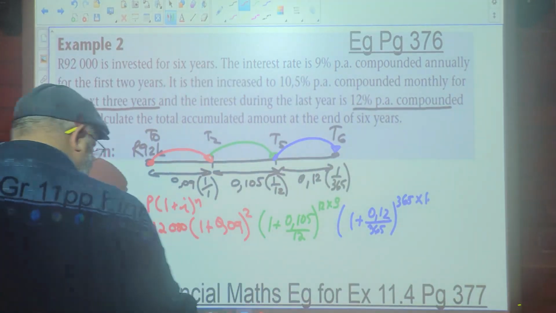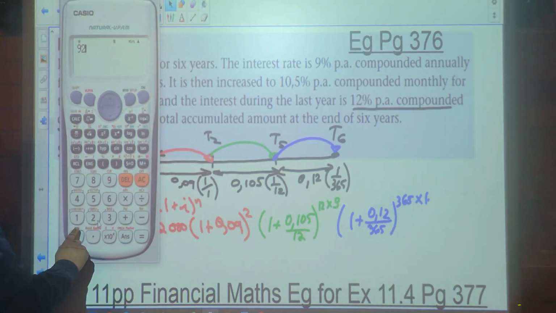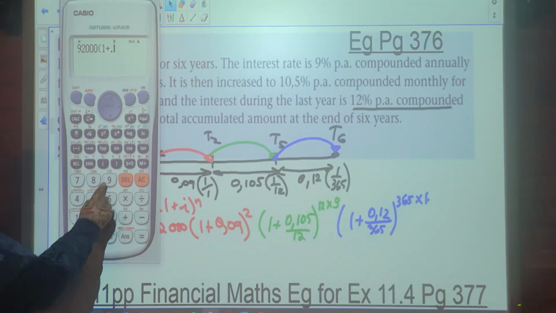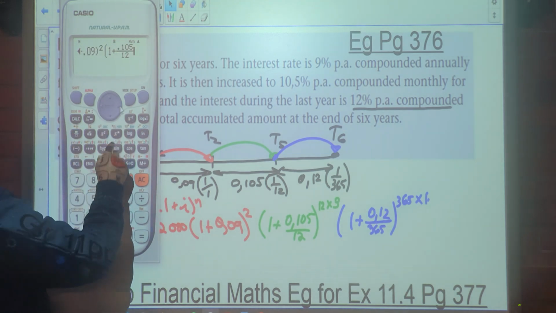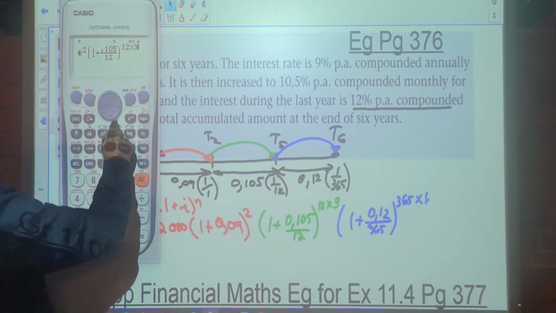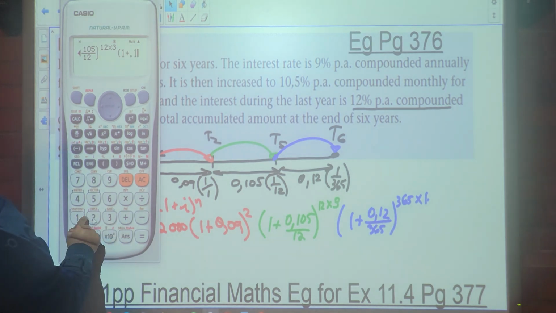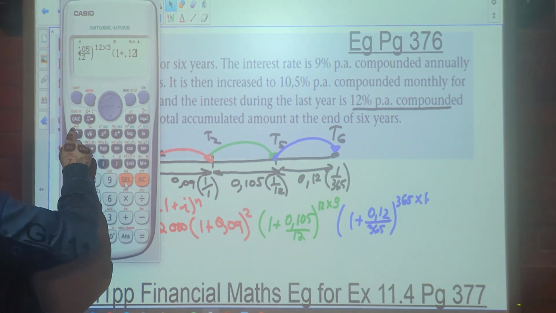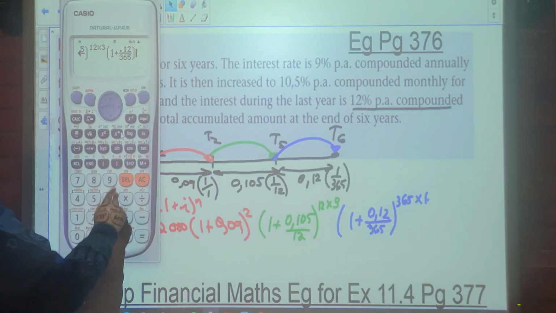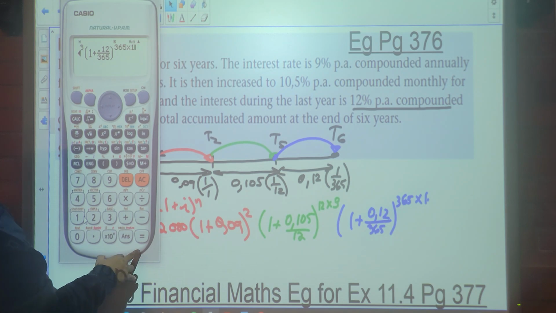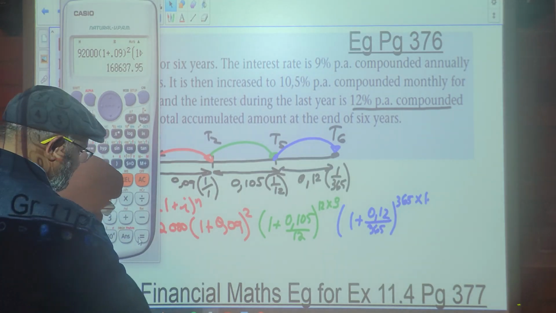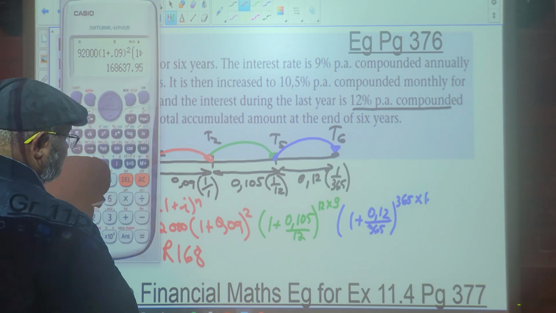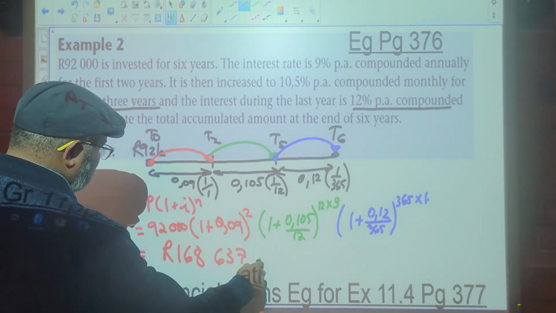From here, you need to put it in the calculator. 92,000 into 1 plus 0,09 to the exponent 2, into 1 plus 0,105 over 12 to the exponent 12 times 3, into 1 plus 0,12 over 365 to the exponent 365 times 1. You get an answer of 168,637 rand 95.